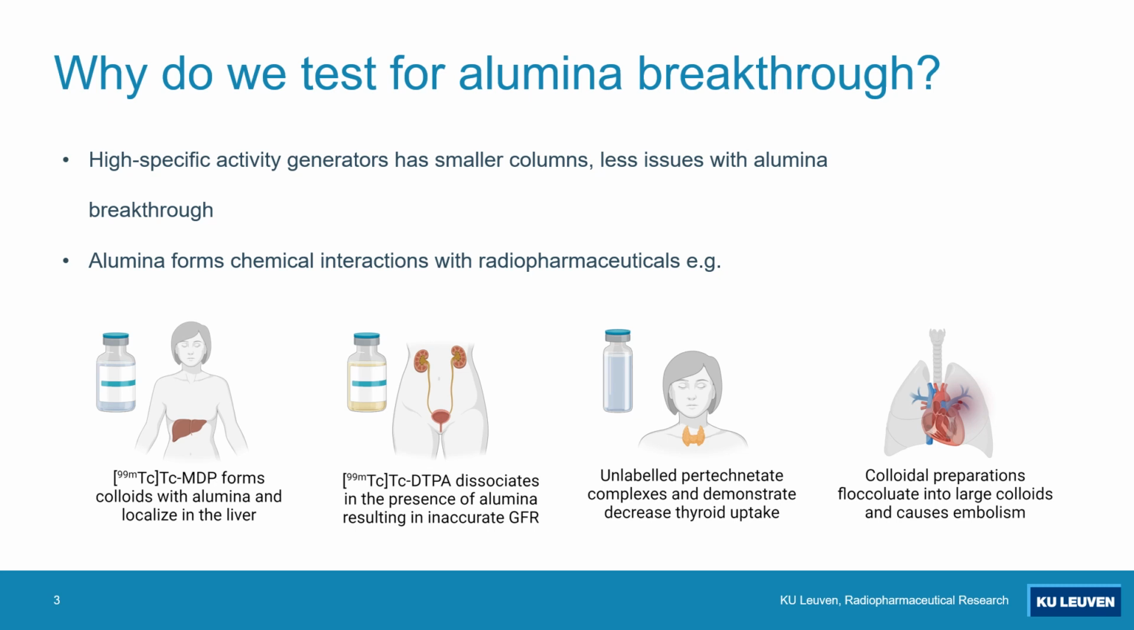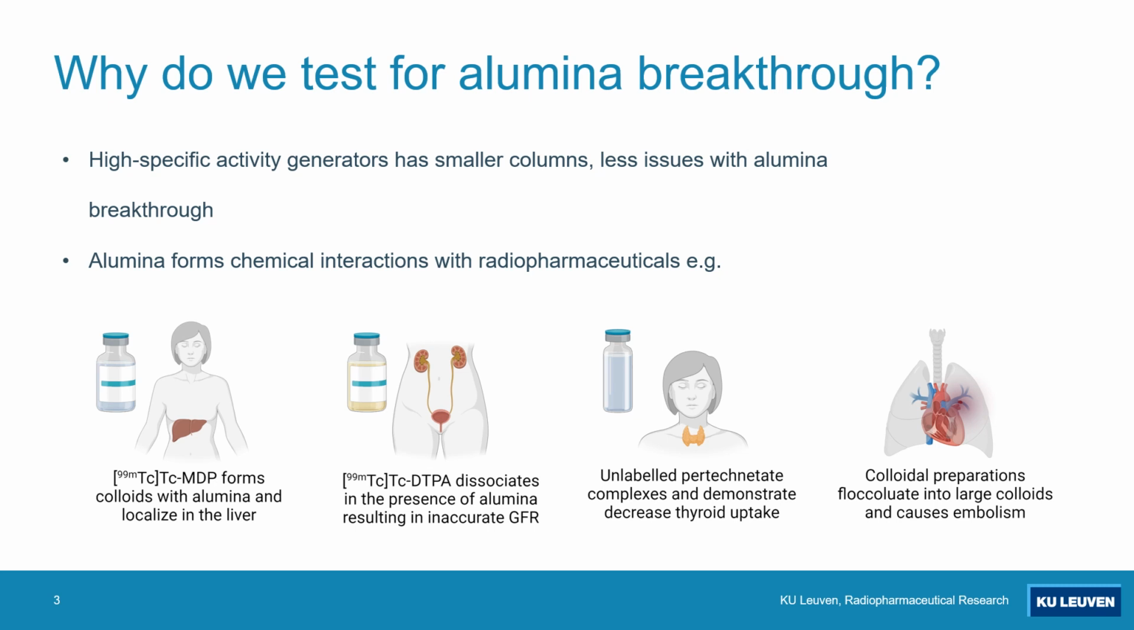The newer generators are designed with smaller columns, so this is not really an issue anymore. But in the past, it was quite a difficult thing. So still, you have to monitor your first eluate that you receive from your generator for alumina. The presence of alumina can result in all different types of interactions with radiopharmaceuticals.